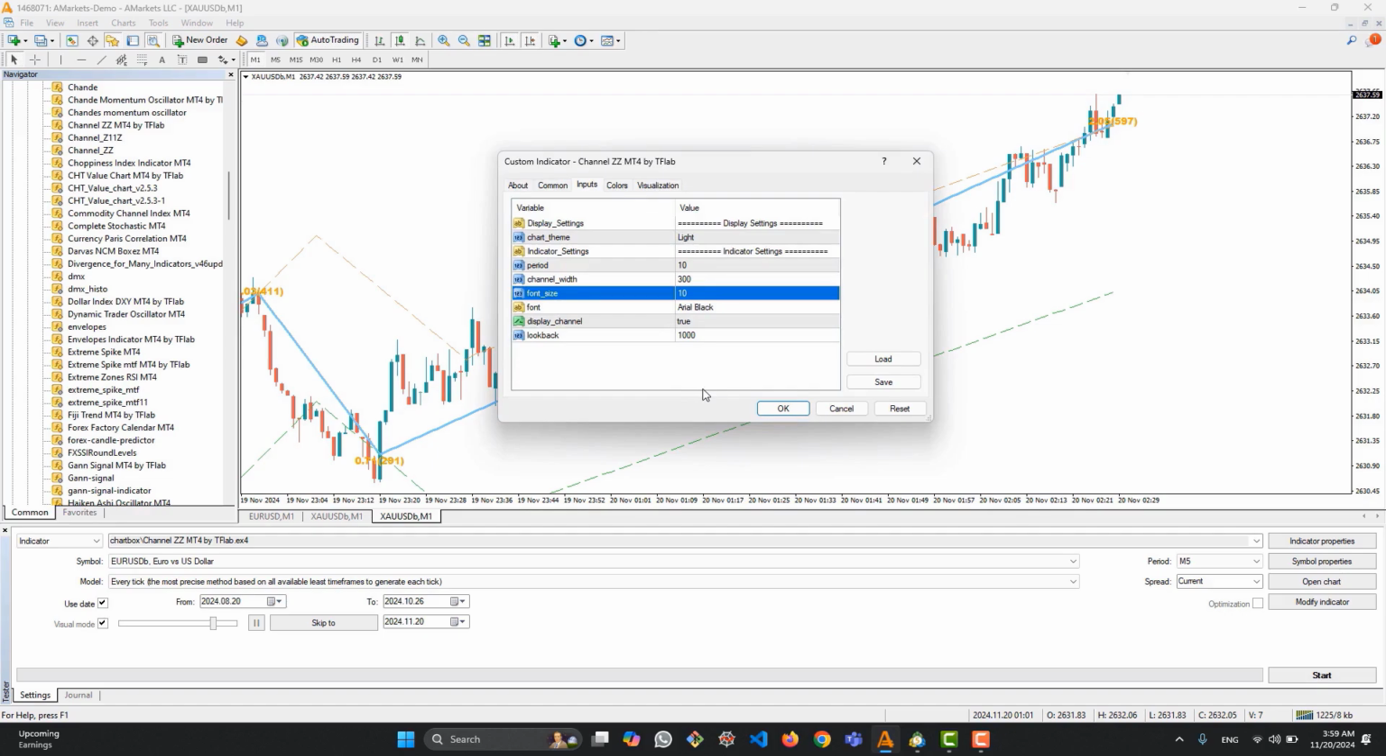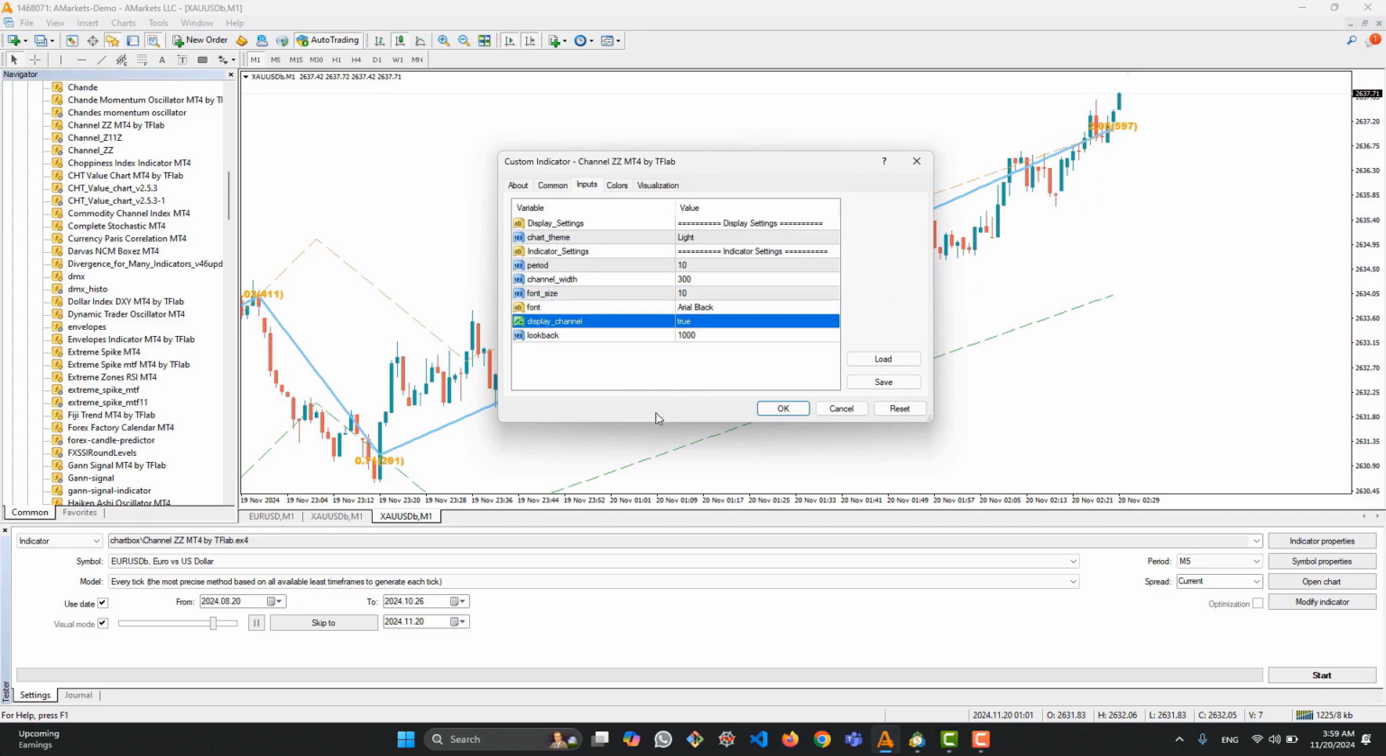The next option is the font size that is used for these labels that are on the zigzag reversal points, and the next option is the font that is used for these labels. If the next option is true, it will display this channel and its lines. And if it is false, it will not show us the channel and only show us the zigzag.